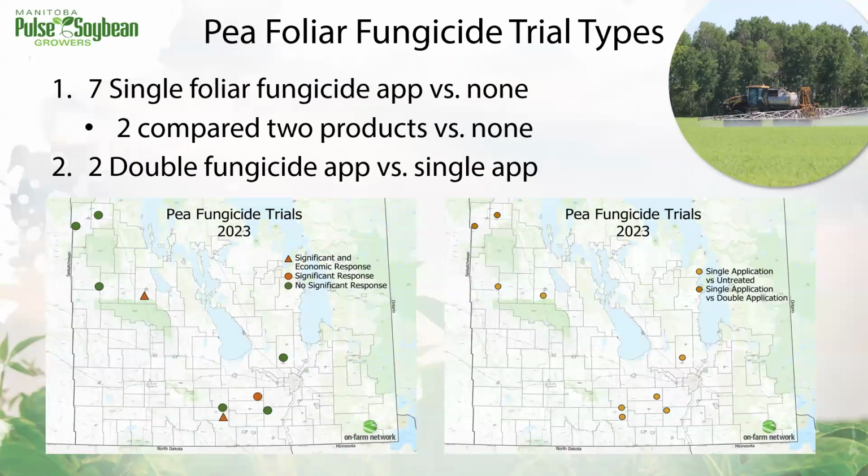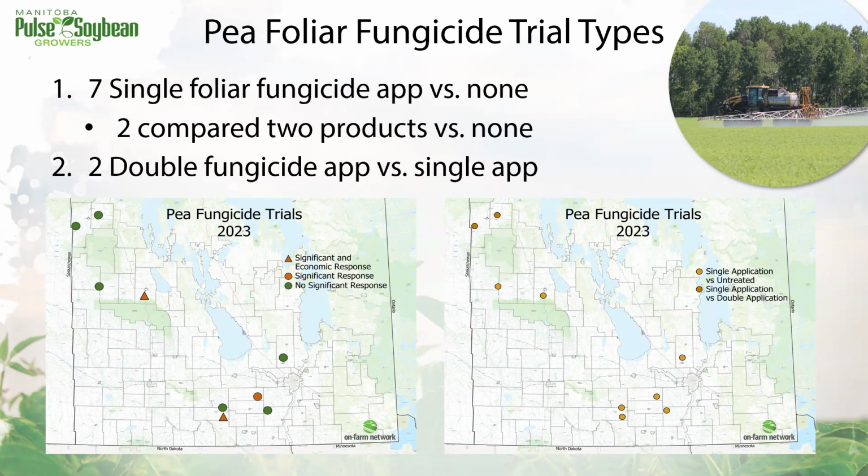So with that introduction, let's talk about on-farm trials comparing fungicide strategies. We have two trial types, the first comparing a single application of fungicide at flowering versus none, and the second comparing a single app to two apps. We'll talk about these two separately.